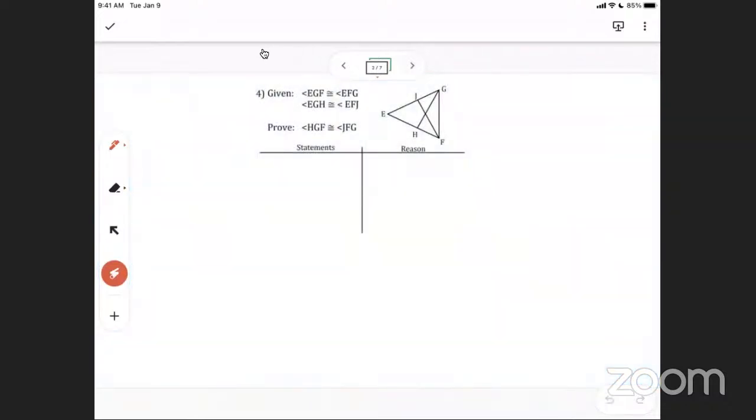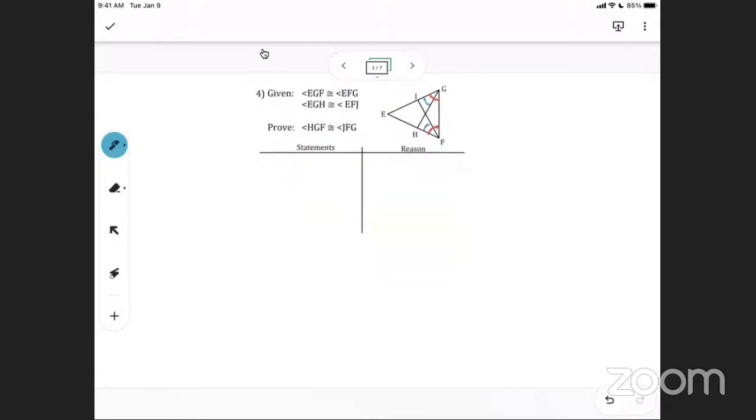All right, so let's do this next one, page 3. It says given EGF, so those are congruent. So I'm going to write these in. EGF, so this big one here is congruent to EFG, this big one here. And EGH, so this small one here, I'm color coding these, that small one there is congruent to EFJ, that small one here.